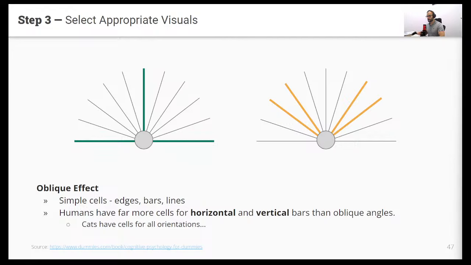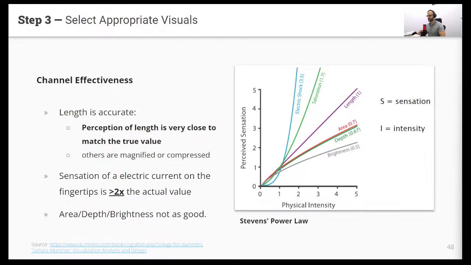But cats, on the other hand, they can see all orientations. That's a bit annoying. Imagine if we had that. Moving on, so the channel effectiveness also plays a major role in selecting the appropriate visual.